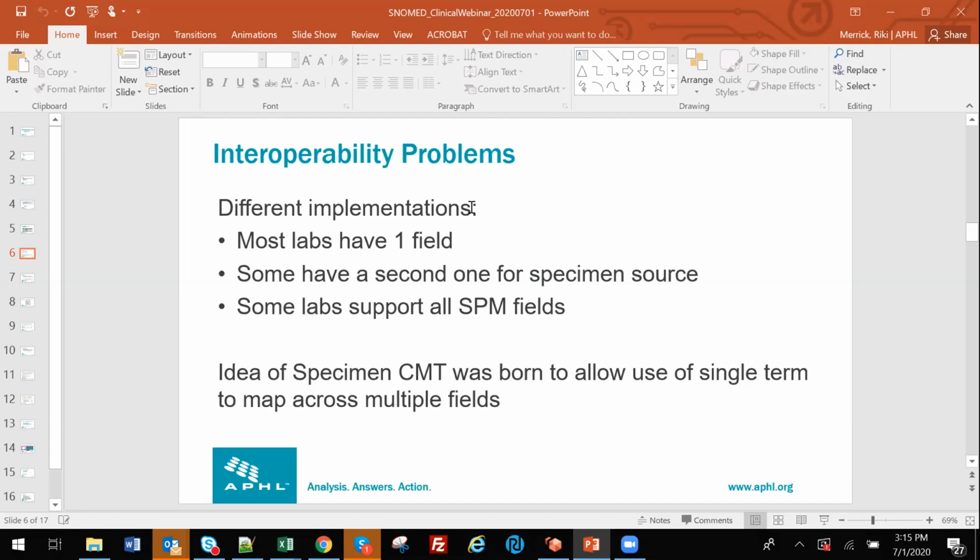And some labs wanted to support all the SPM fields when they were moving to 251, because they said, hey, this is great, because then I can query my data on all the collection methods that I had for a specific source or whatever. And so that's how we came up with the idea of the specimen cross-mapping table, so that we can have a single term, which most labs support, and we can map that across multiple fields so that the labs that can support all of the SPM fields can still deal with it.